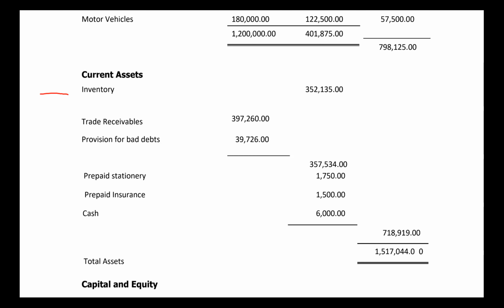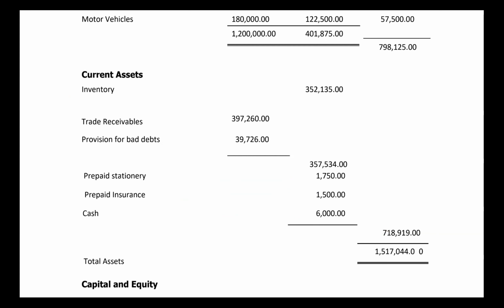Prepaid stationery, you remove the stationery that has been paid in advance. Prepaid the insurance should be removed. Then, oh, sorry, you are not removing, sorry. What am I saying? These are assets, okay? A prepayment is an asset, right? Once you pay in advance, that is an asset for you. There's prepaid stationery, prepaid insurance, and the cash. All those are current assets. You add them together, you get the total current assets. You get that, right?